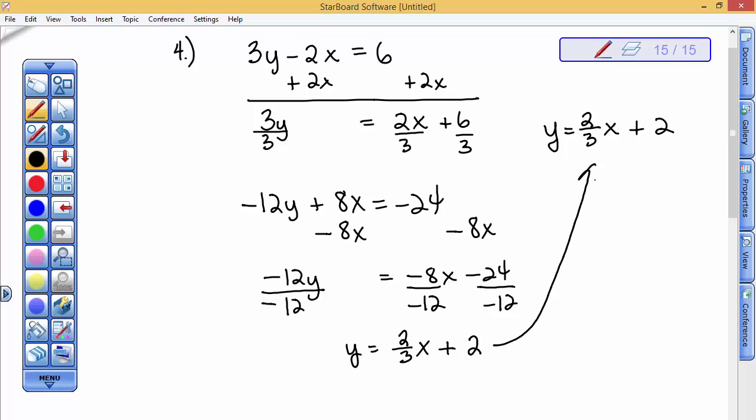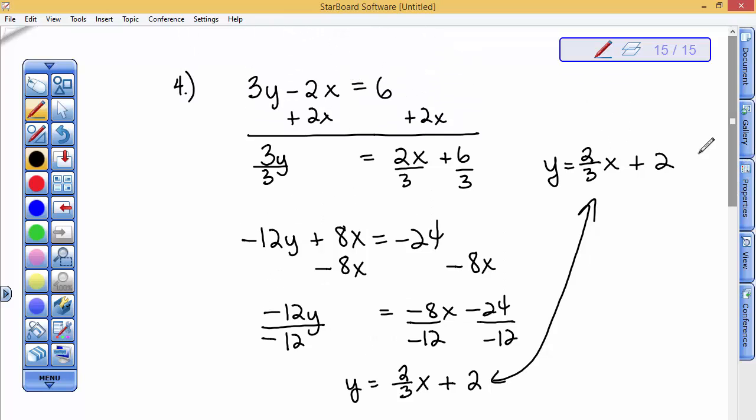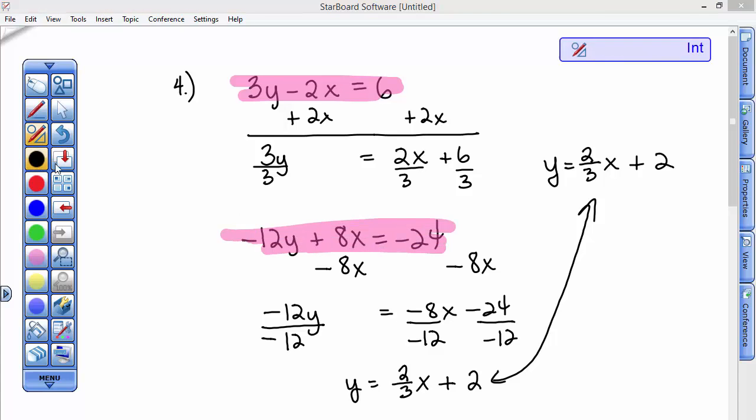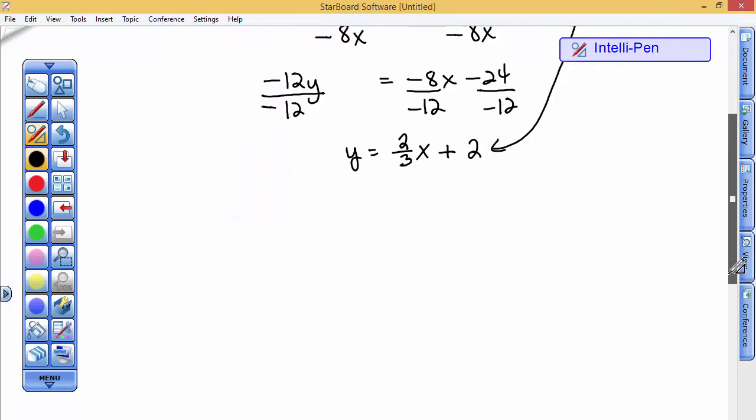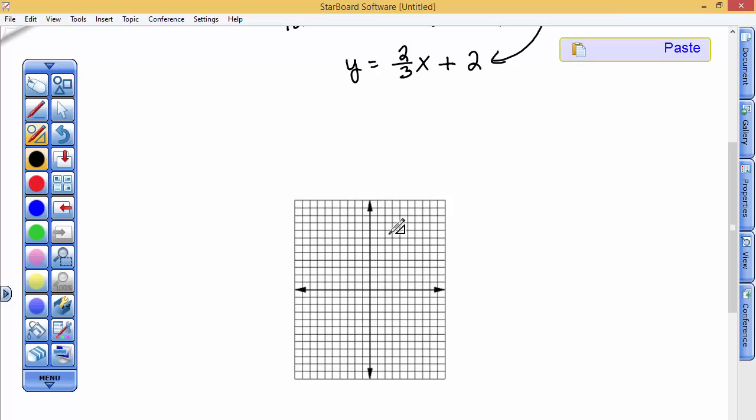And lo and behold, look at those two lines. They are the same line. They sure didn't look it to begin with. Remember, this is what we started with right here. But when we got them reduced down to slope-intercept form, they were both equal to y equals 2/3 x plus 2. So plus 2 is the y-intercept. And I'll go up 2 and to the right 3, up 2 and to the right 3, up 2 and to the right 3.